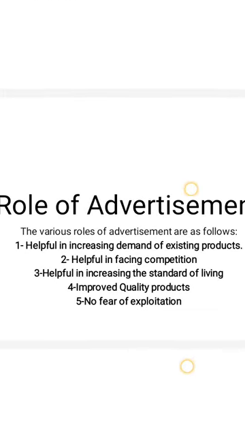The second role is it is helpful in facing competition. How? Through the medium of advertisement, a manufacturer can try to establish the superiority of his product in comparison to his competing manufacturers. If this advertisement is carried on properly, he or she can get success in his efforts. In this way, advertisement helps the manufacturers in facing competition.